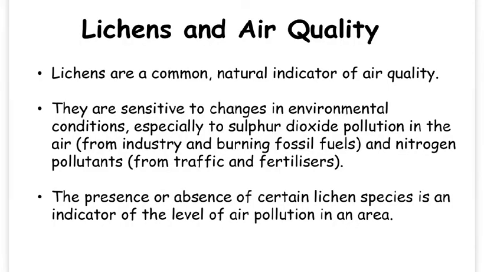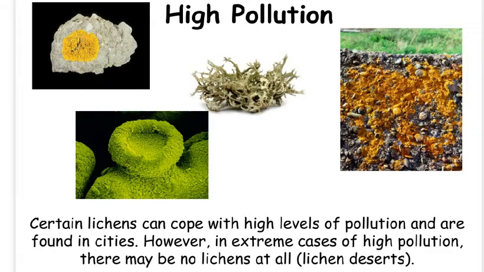Lichens are one group of living things that act as an indicator species of air pollution. They are sensitive to changes in environmental conditions, especially to sulfur dioxide pollution in the air from industry and burning fossil fuels, and to nitrogen pollutants from traffic and fertilisers. The presence or absence of certain lichen species is an indicator of the level of pollution in that area. Certain lichens can cope with high levels of pollution and are found in cities. However, in extreme cases of high pollution, there may be no lichens at all. These areas are known as lichen deserts.